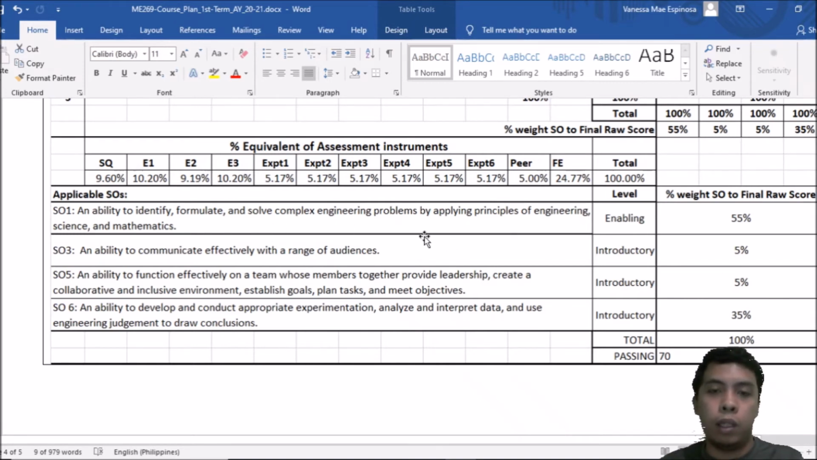After that, the subject is called enabling. For example, this subject is at the enabling level in SO1. SO3 to SO6 are introductory, because this is the first time you will have a laboratory in mechanical engineering. So the passing grade for this subject is 70%.